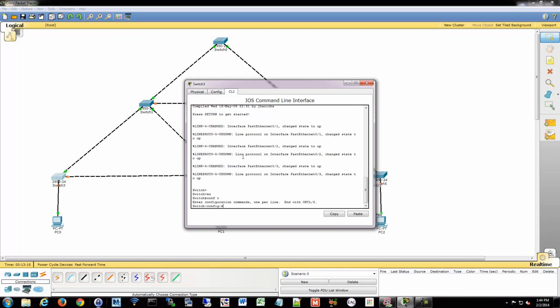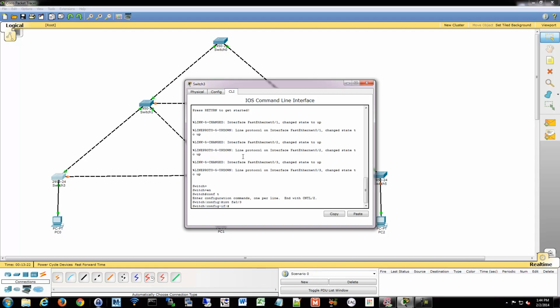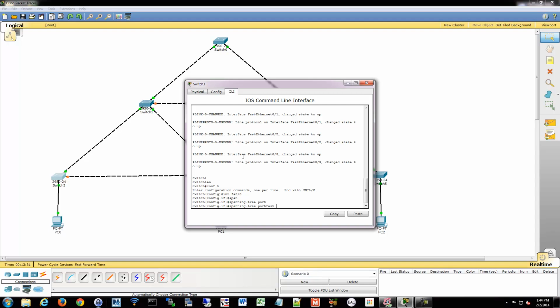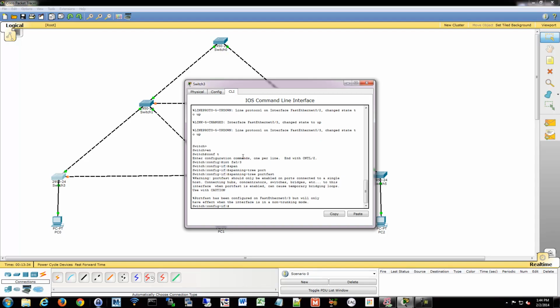So we'll go into config mode. We're going to go into FA03, and we're going to set it so that it is in port fast mode. So we're going to say spanning tree portfast. So right now we just got an error. Well, not an error, but a warning. And it'll say, okay, sure, we'll do port fast, but only if the interface is not trunking.